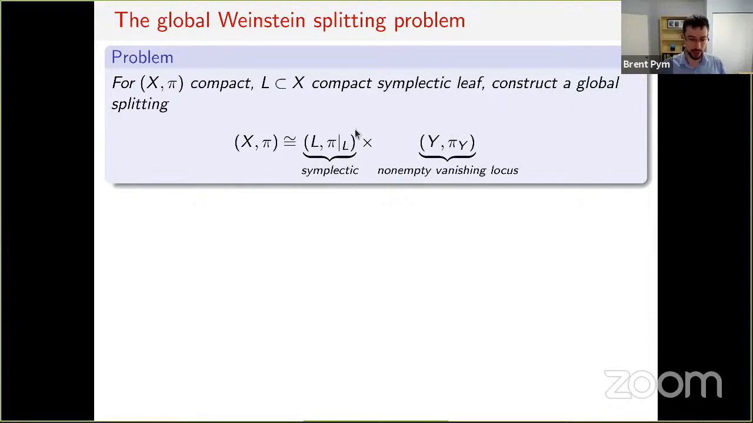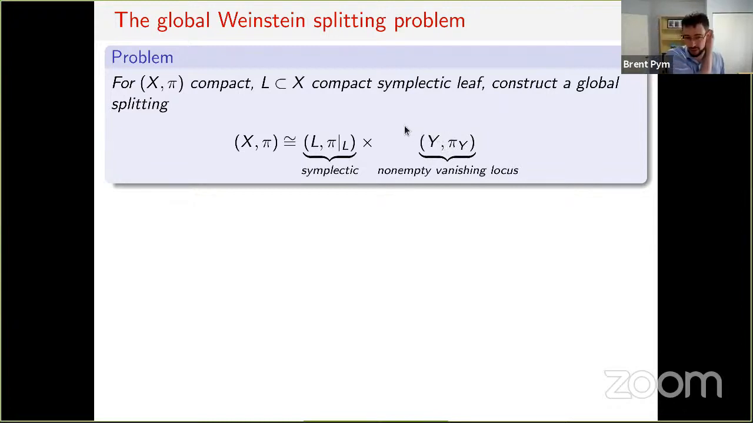So this is playing the role of the green part in Weinstein's coordinates, and this is the red part, but it's now a global thing. So notice that if it decomposes in this way, then there must be some point in this transverse manifold Y where the Poisson bivector vanishes, because otherwise it would be impossible to find a symplectic leaf whose dimension was equal to the dimension of L. Okay. So I want a global splitting into a symplectic manifold and a Poisson structure whose vanishing locus is non-empty.